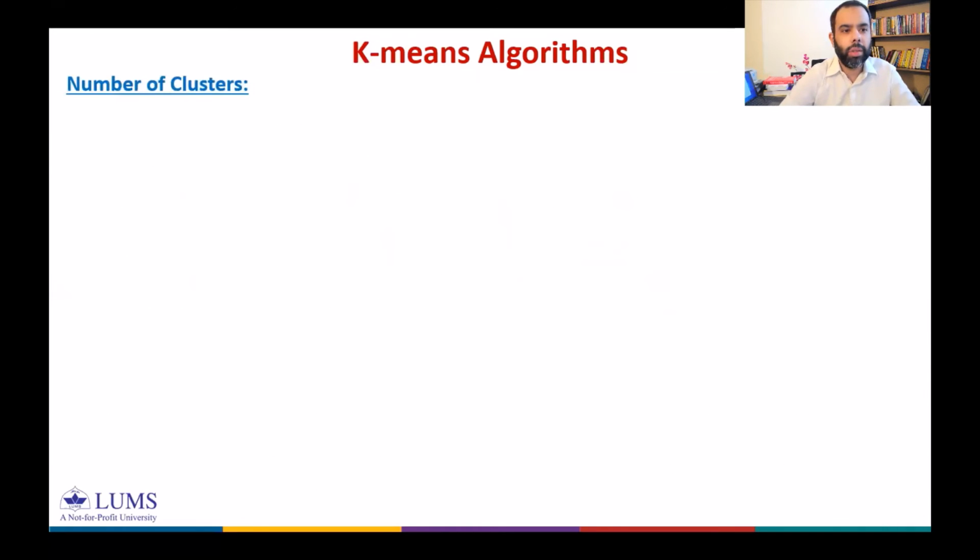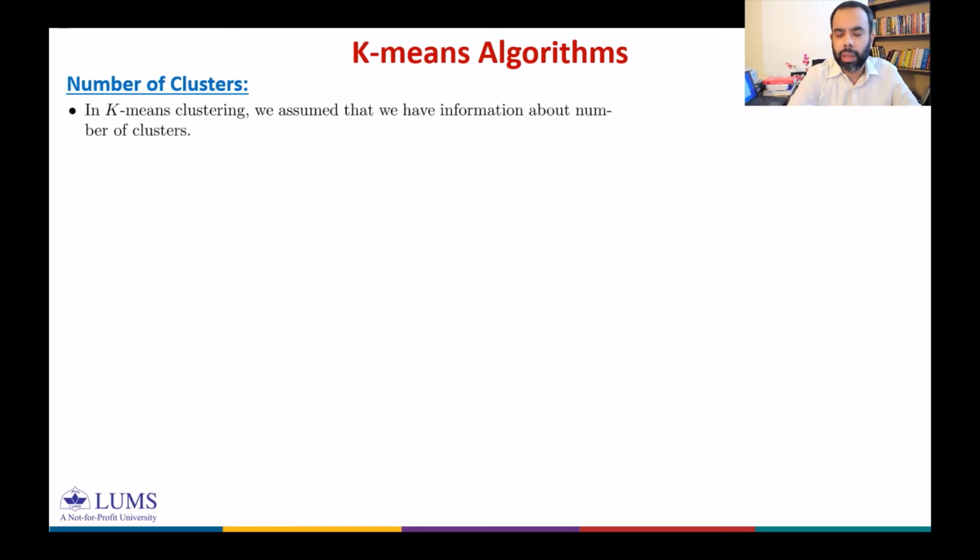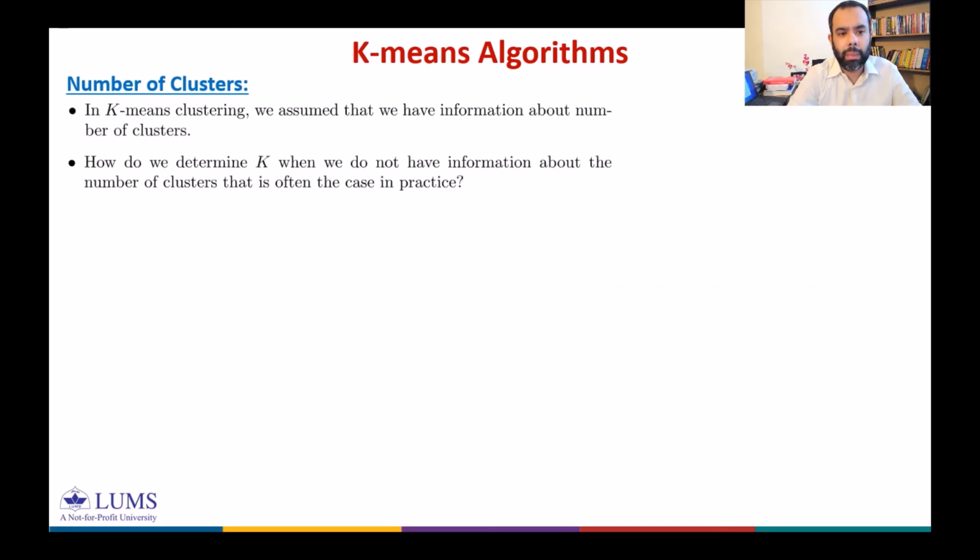In K-means, we assume that we know the number of clusters. We start with an assumption that we have information about the number of clusters. But how do we determine K when we do not have information about the number of clusters? That is often the case in practice because we don't know the number of clusters in the data. So how do we address this question, or how do we determine K? The answer is we don't know, but we can use some heuristics to determine the optimal number of clusters K.